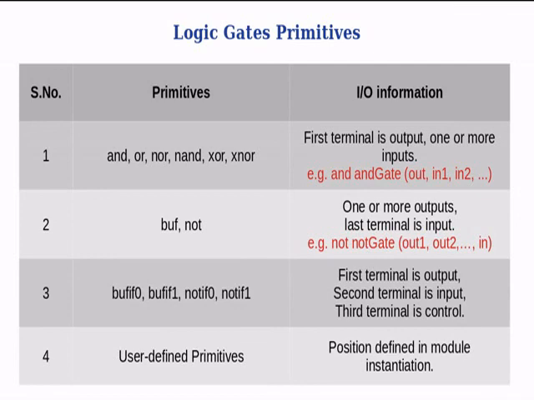Similarly, in the third row, we have some control gate primitives such as bufif0, bufif1, notif0 and notif1. In these primitives, the first terminal is the output, the second terminal is the input and the third terminal is the control terminal. However, user-defined primitives are described by the user or a designer and their terminals are positioned in module instantiations.